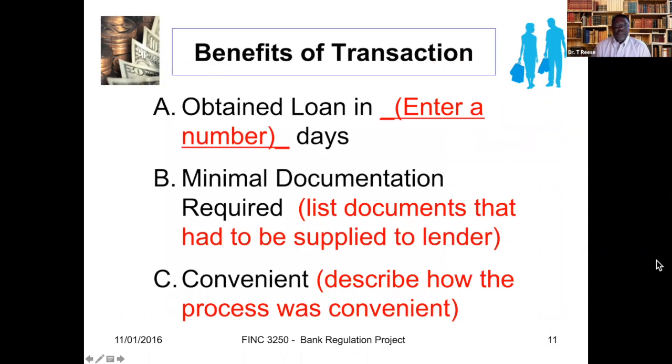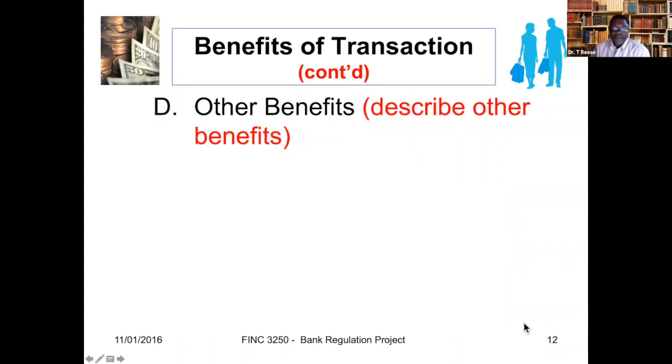All right, benefits of the transaction. First of all, you want to outline how long it took you to get the loan. Two, want to identify what documentation was required to be submitted to the lender to obtain the loan. And 3, you want to describe that the process was convenient, meaning was it speedy and not cumbersome. Here on this slide, you see red font. That means data you need to enter or information you need to enter. Once you've entered it, change the color of the font from red to black. Now, if there's some other benefits associated with the transaction, you should describe that as well on slide 12.